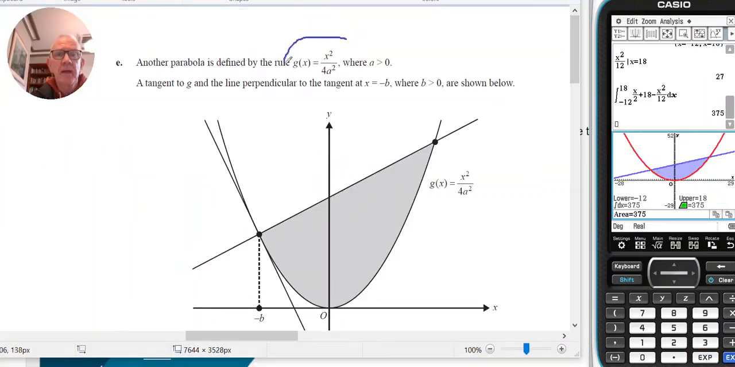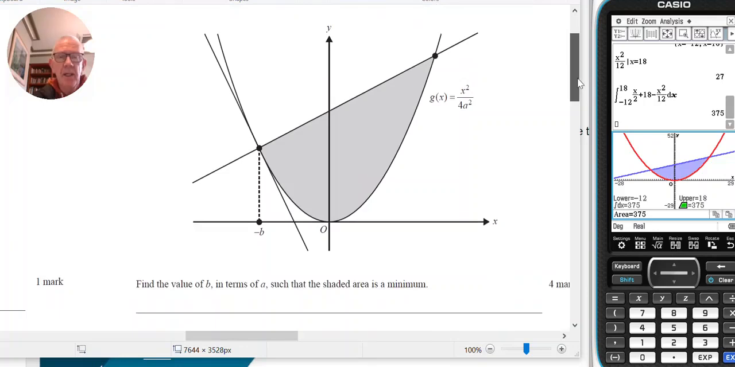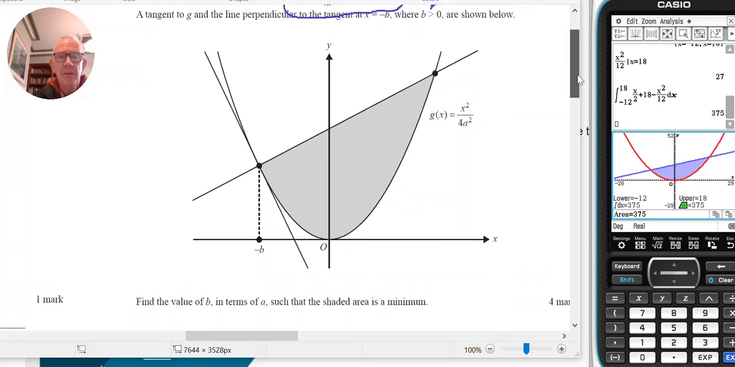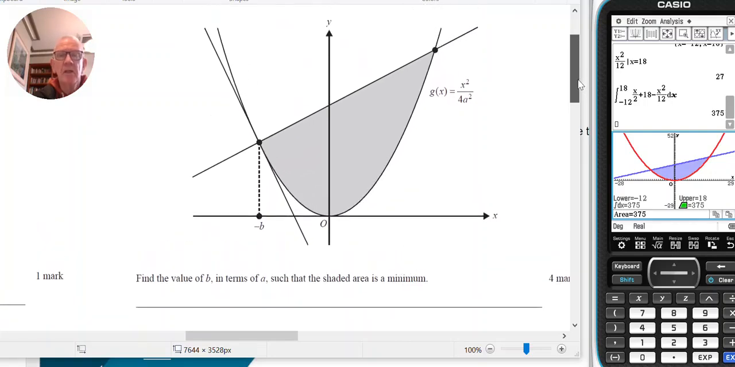We push g of x, so it's no longer f of x squared on 4a squared, but it's still a parabola. A is a positive value, therefore it's a positive parabola. And we've got a tangent to g at x equals negative b, where b is a positive value, so it has to be over here. Okay, nice diagram. Find the values of a and b such that the shaded area is a minimum.